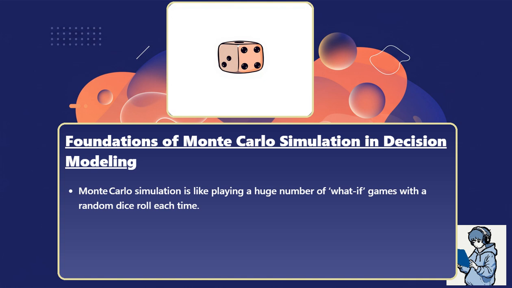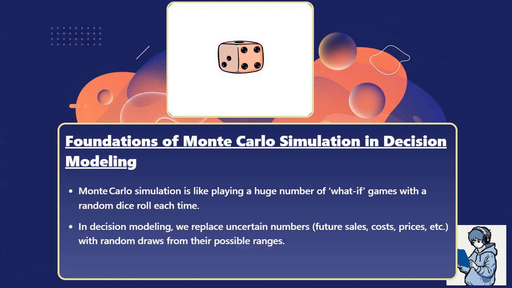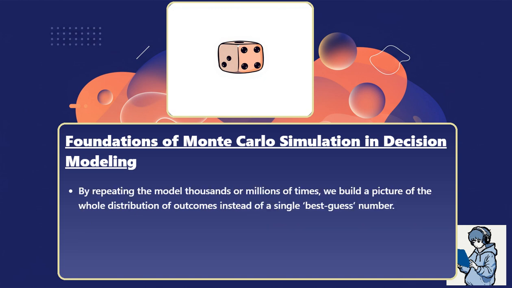Monte Carlo Simulation is like playing a huge number of what-if games with a random dice roll each time. In decision modeling, we replace uncertain numbers, future sales, costs, prices, etc., with random draws from their possible ranges. By repeating the model thousands or millions of times, we build a picture of the whole distribution of outcomes, instead of a single best guess number.